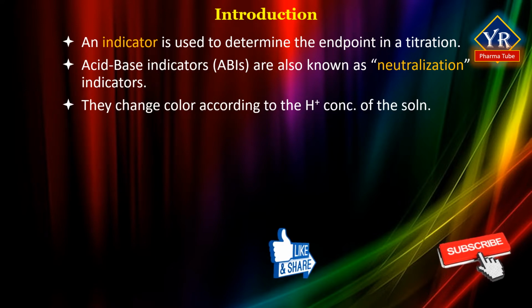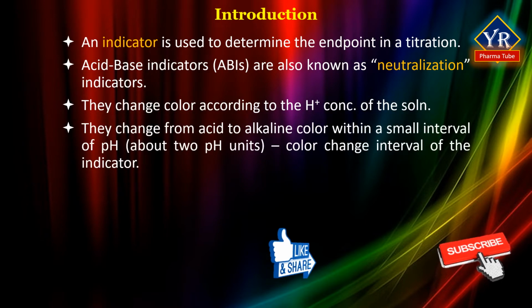The chief characteristic of these indicators is that the change from a predominantly acid color to a predominantly alkaline color is not sudden and abrupt but takes place within a small interval of pH, usually about 2 pH units, which is termed the color change interval of the indicator. The position of the color change interval in the pH scale varies widely with different indicators.